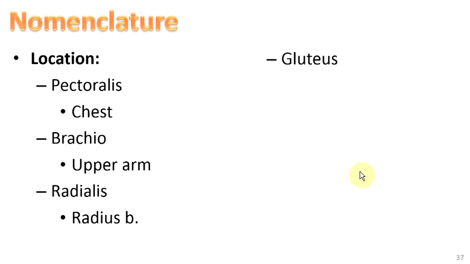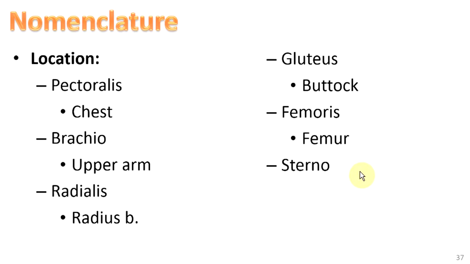And that was one of the synergists to elbow flexion, the biceps. Gluteus means buttocks, like your rear end. Femoris means femur. Sterno means sternum. These are easy. Oh, by the way, the femur is the upper bone in your lower extremity, which is your thigh bone, right? Cleido means clavicle.